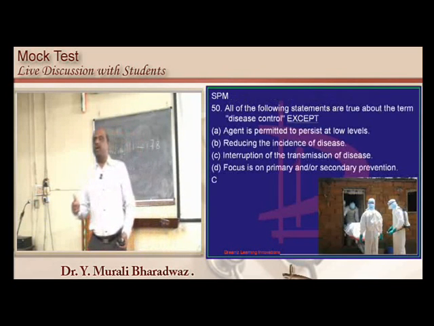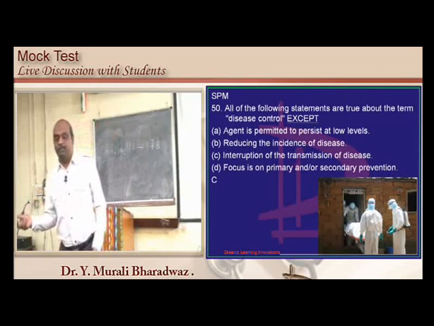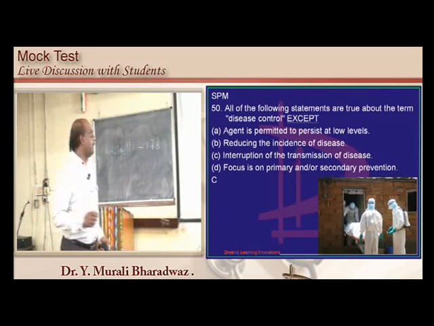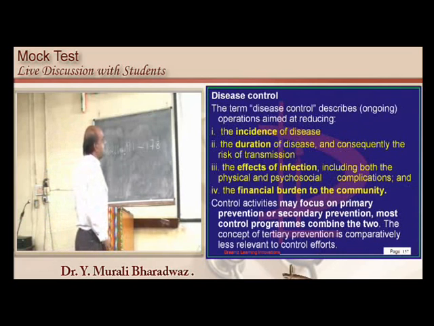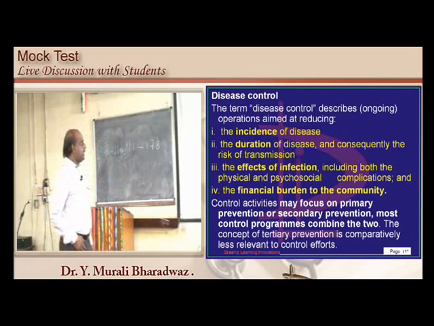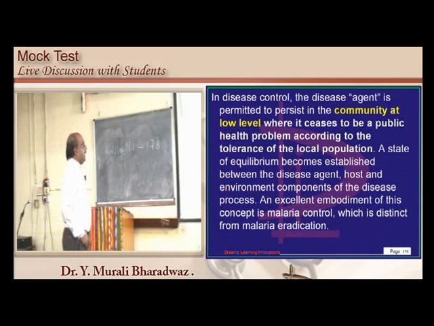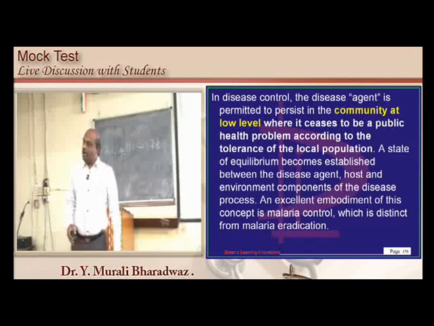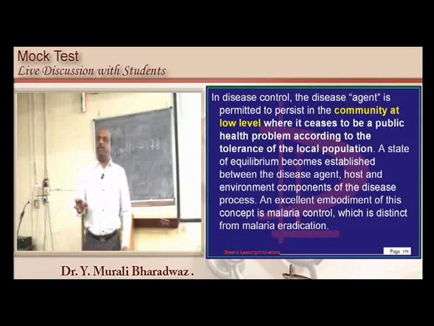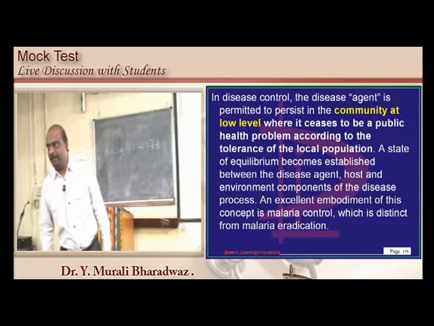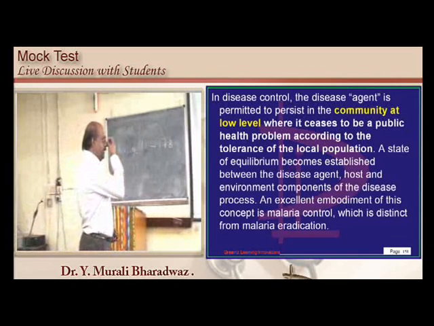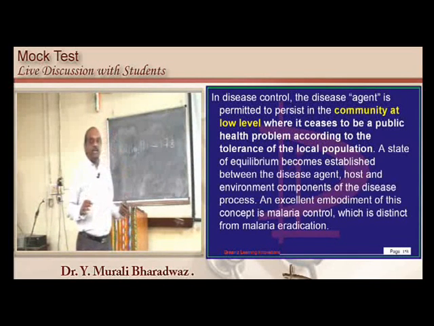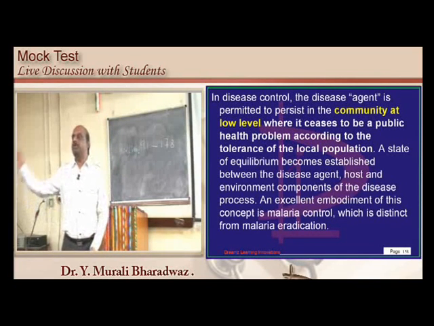So what is disease control, what is disease eradication and elimination? The three definitions you should be very sure. Control means decrease the incidence of disease, duration of disease, effect of infection and financial burden on the community. And in control, we control, but we let it survive at a very low level, continuing in the community. At a low level where it ceases to be a public health problem, it continues to be. So that is what you will be doing in control.